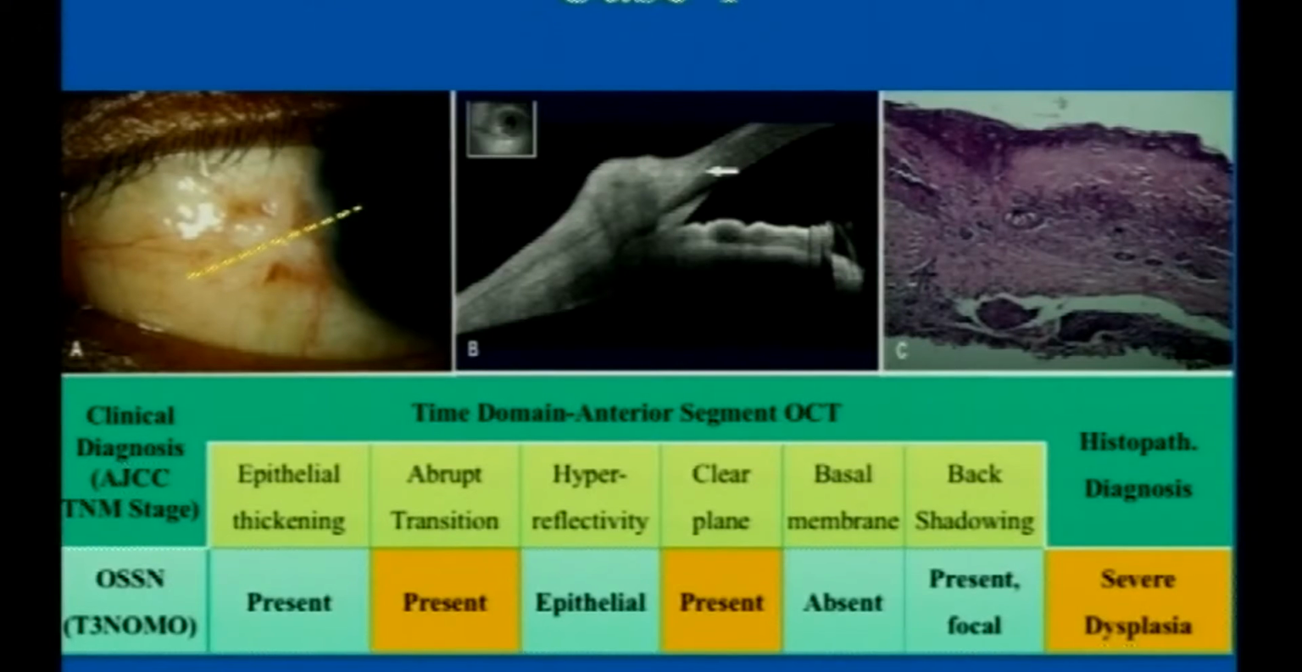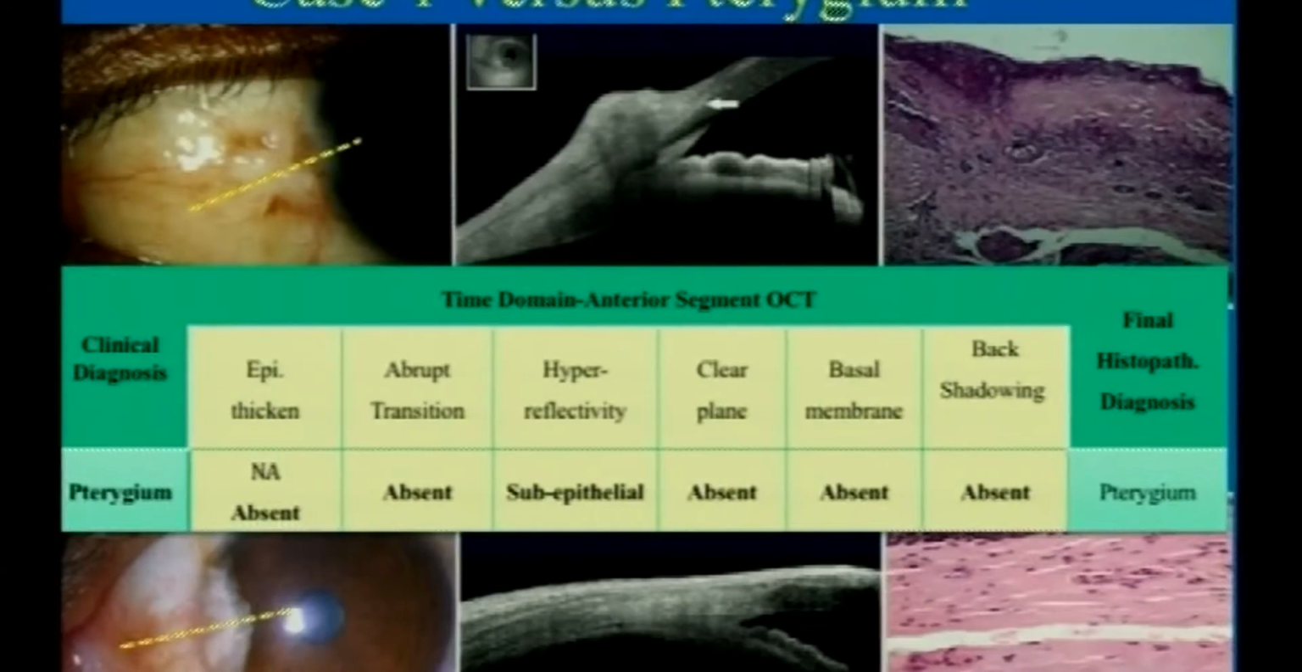Now, this was a lesion that presented, again, with the characteristics we talk about, a clear plane of separation. This corresponded on histopathology to a faulty maturational sequence. Again, a clear plane was present, and this was severe dysplasia. We compared it with several patients who had pterygium. Look at it, it doesn't have the thickening. The hyperreflectivity is there and seems to be subepithelial, though that's difficult in a time domain OCT with its limitation of resolution.